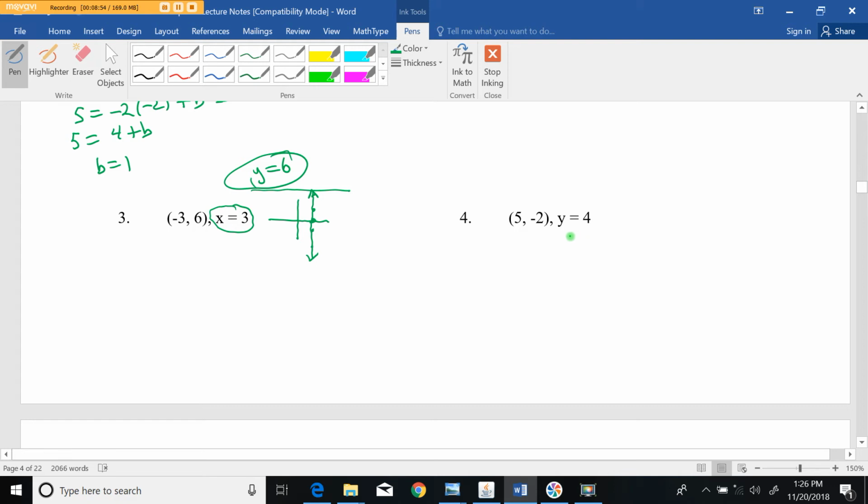Okay, this one, y equals 4. If I did a quick sketch, that goes through 0, 4, 1, 4, 2, 4, negative 1, 4. See, there's no x dependency here. X can be anything. Y has to be 4. So that's a horizontal line. We're looking for something that's perpendicular, so we're looking for a vertical line that goes through 5, negative 2. That's going to look something like this. Again, it's got to go through 5, negative 2, but it's also got to go through 5, 0, 5, 2, 5, 10, 5, negative 100. The equation for this line is x equals 5. All right? And that's done.